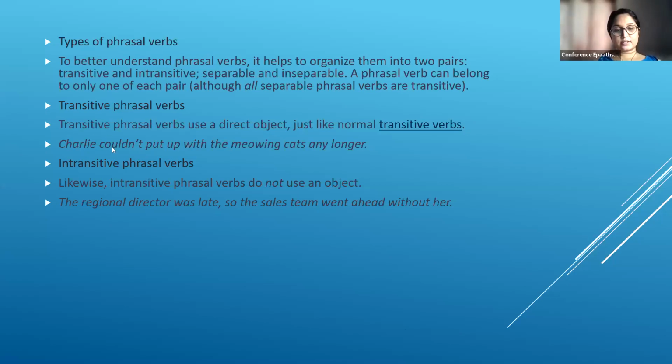So in this sentence, Charlie couldn't put up with the mewing cats. Here we can easily understand that put up is the phrasal verb. Charlie is the subject here. Now what is the object? Mewing cats. So this transitive phrasal verb has one object, just like the transitive verbs.